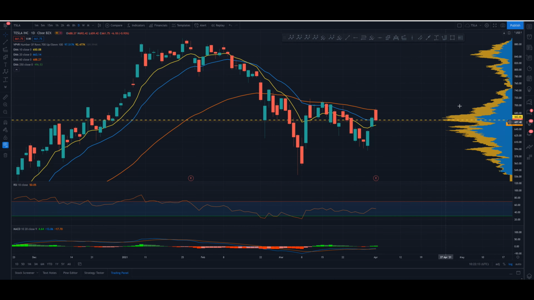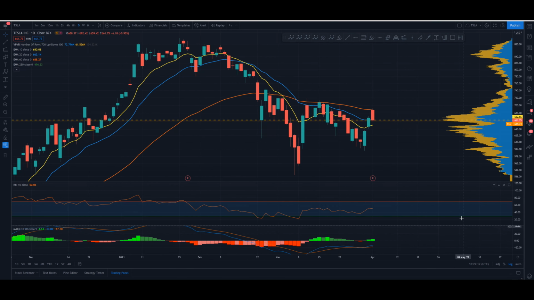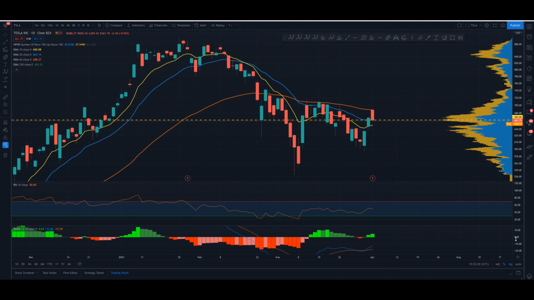Obviously you can see that big peak in the volume profile. This is what all this sideways consolidation and all this noise is about. We can interpret this in our Elliott wave count shortly.